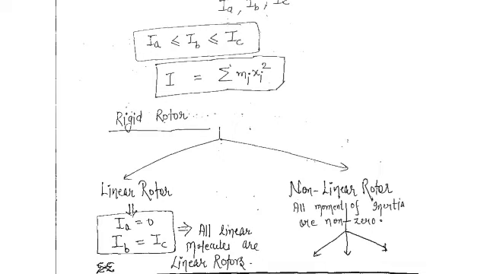In a linear rotor, what is the condition? The condition is IA equals 0 and IB equals IC. All linear molecules behave this way. To understand it better, you had studied that a linear molecule has only 2 rotational degrees of freedom. You may have heard about it in your previous classes.